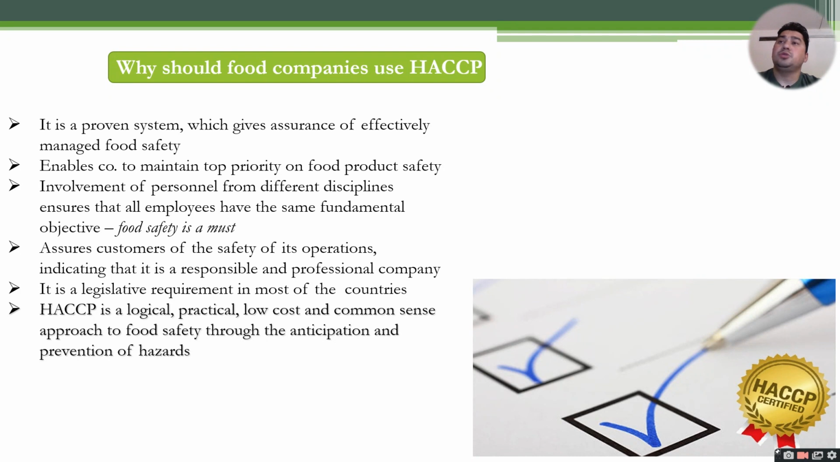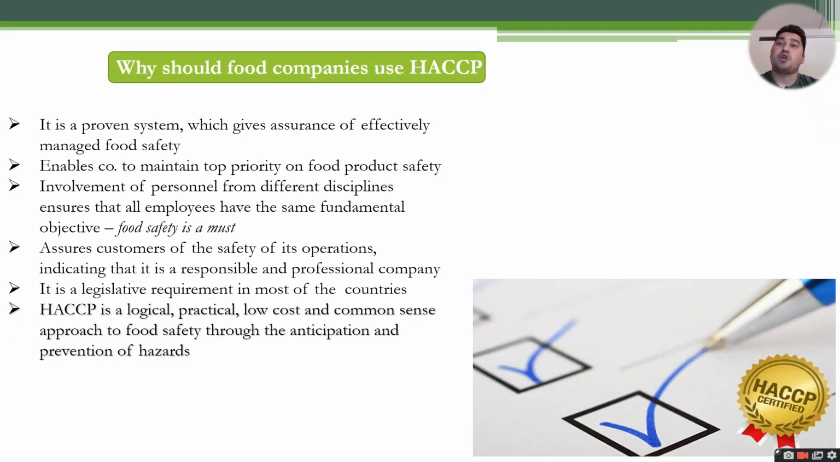Why should food companies use HACCP? It is a proven system which gives assurance of effectively managed food safety. It has been proven for a long time, and the people who use HACCP have faith that it can reduce and avoid hazards and help companies to produce safe food. That can maintain the image of the company as well.